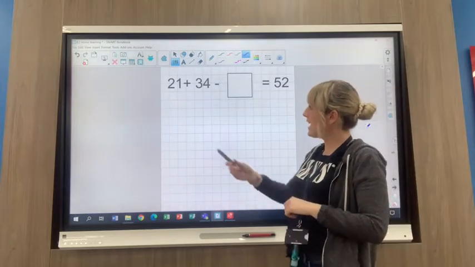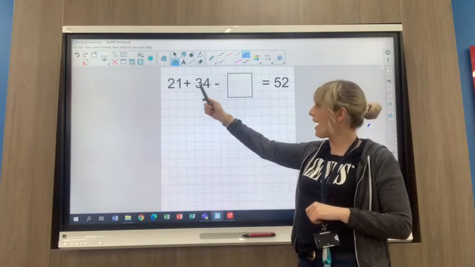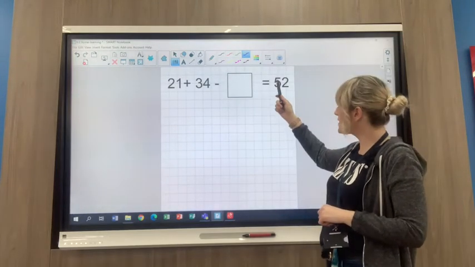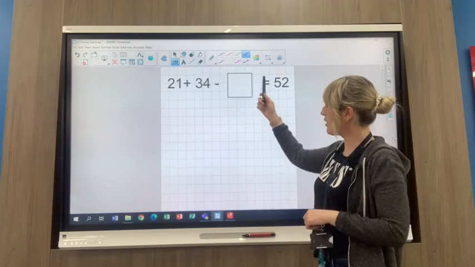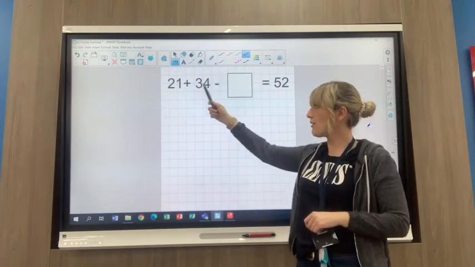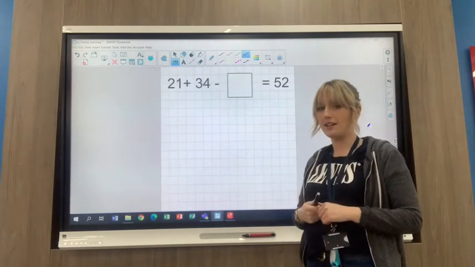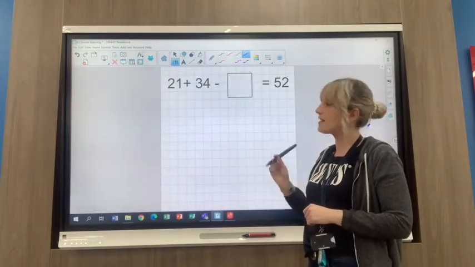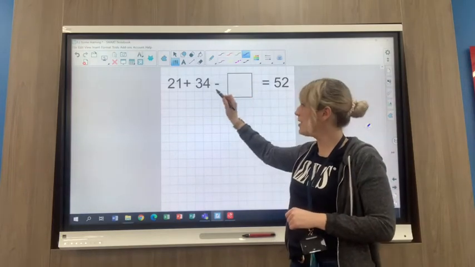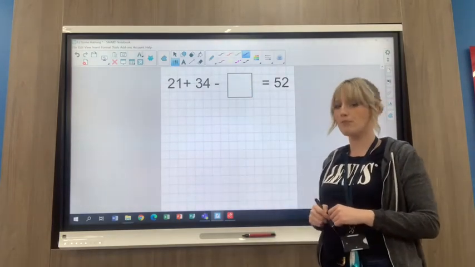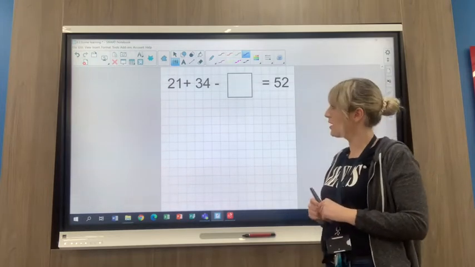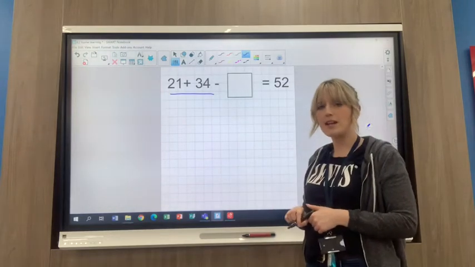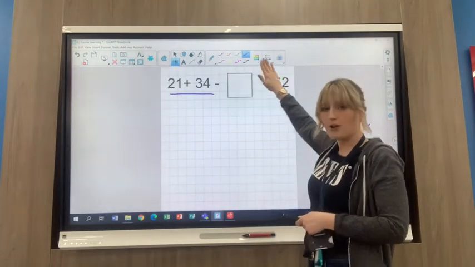Right. Here I've got 21, add 34, take away something is 52. Okay, so I've got a missing number here, and I'm doing a mixture of adding and subtracting. Again, I've got 3 numbers in my number sentence. Okay, we don't know one of them, but I know it'll be a 2-step problem because I've got more than 2 numbers. So I'm going to start by solving the first part of my number sentence, and I'm not going to worry about the missing number or the answer just yet.